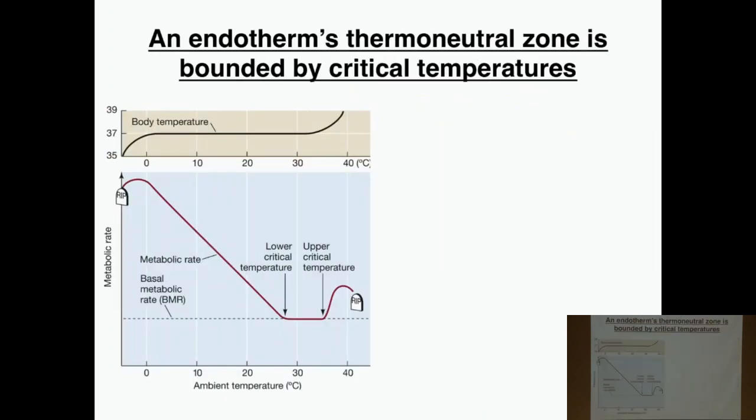And then finally, an endotherm's thermoneutral zone is bounded by critical temperatures. So here what we have is a graph showing an animal's body temperature at different environmental temperatures and its metabolic rate at those same environmental temperatures. The lower critical temperature is the lowest temperature at which it doesn't need to spend significant metabolic energy to raise its temperature. The upper critical temperature is the highest temperature at which it doesn't need to spend extra energy to cool itself off.